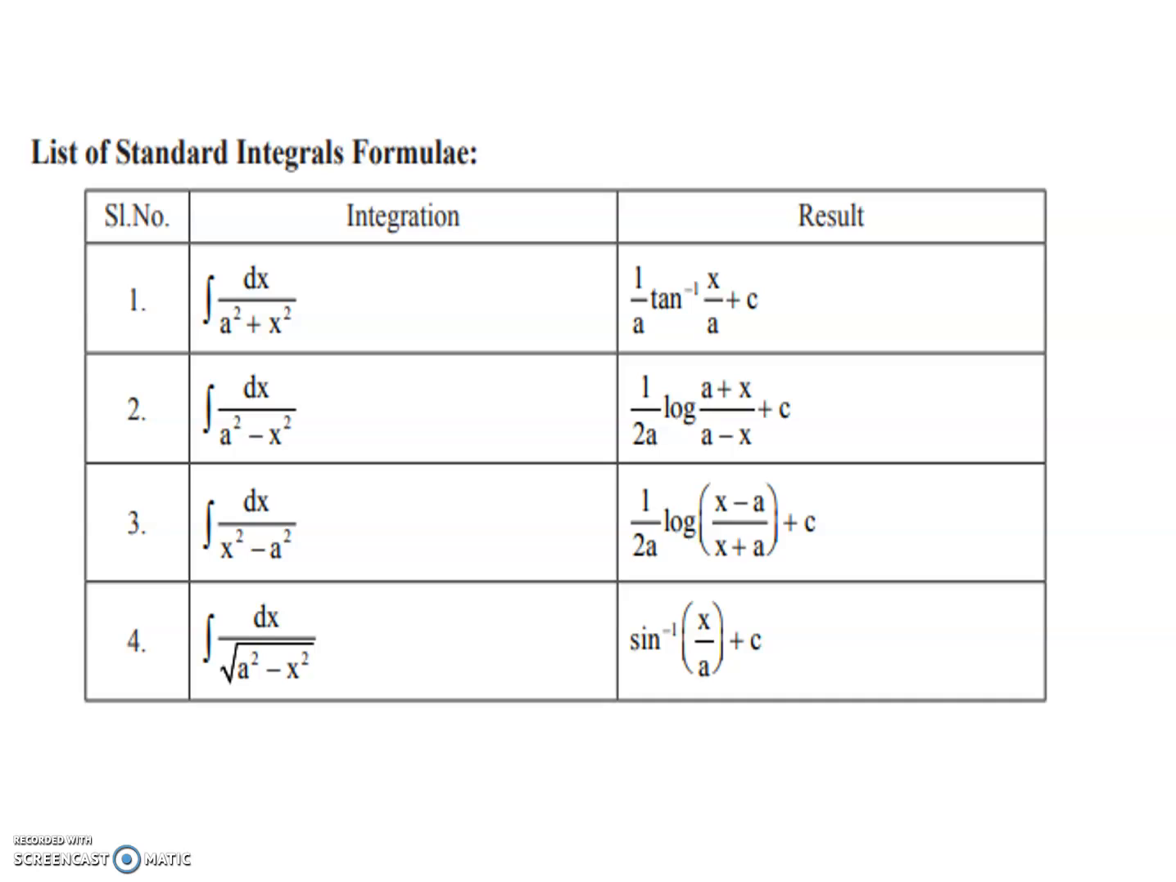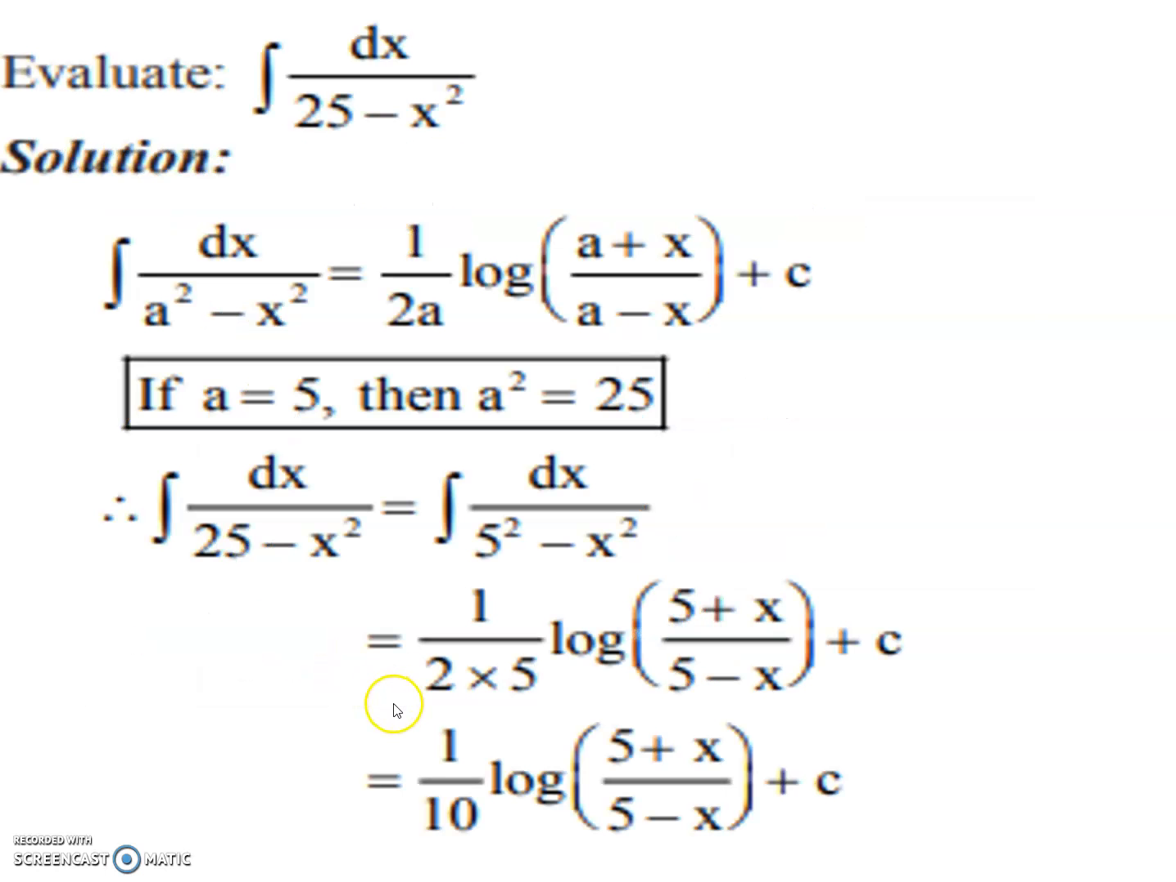Be careful in this formula, where a is the constant which is always greater than 1 and it is always a positive number. Let us take an example based on this.